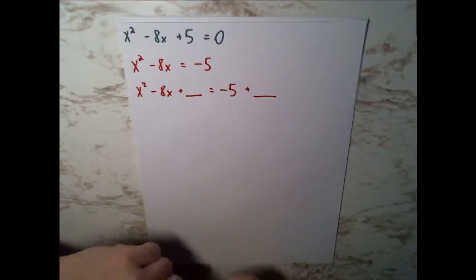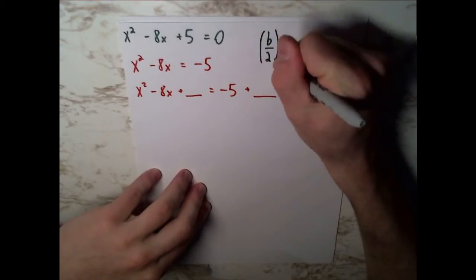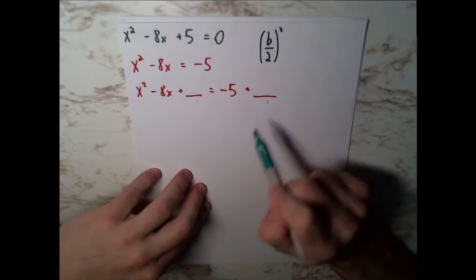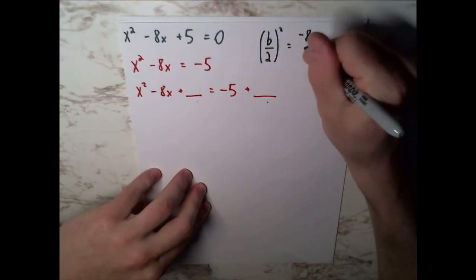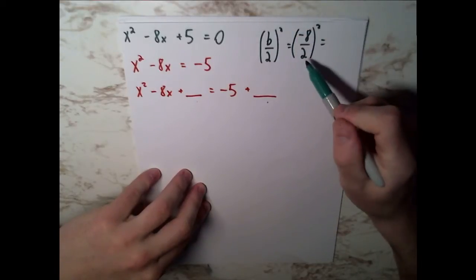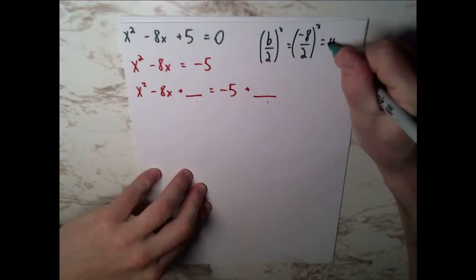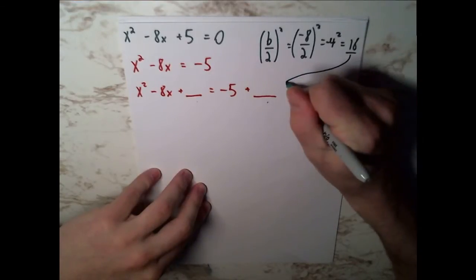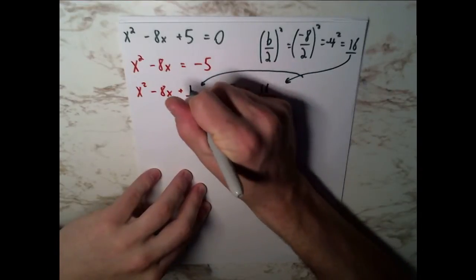And in these blanks we want to put our b over 2 squared. So we find out what b over 2 squared is, and we put it in both of these blanks here. So our b term is negative 8, so it's going to be negative 8 over 2 squared, and negative 8 divided by 2 is negative 4, and that's negative 4 squared, which equals 16. So that's what's going in our blanks there, just a positive 16.